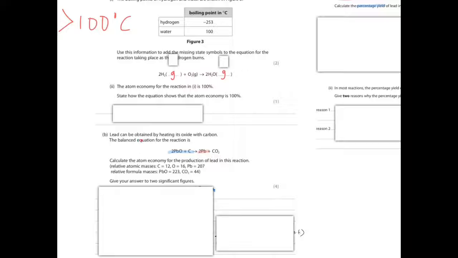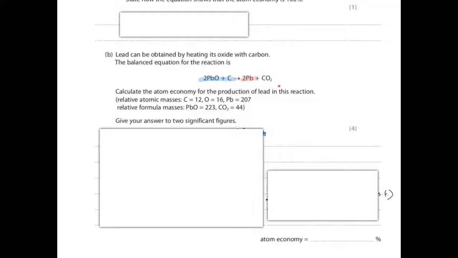So lead can be obtained by heating its oxide with carbon. The balanced equation for this reaction is as follows. Calculate the atom economy for the production of lead in this reaction. Give your answer to two significant figures. So firstly, acknowledge that we have a waste product here, so we know it's going to be less than 100%. Secondly, what this is asking you to do is we have a mass of chemicals here and a mass of chemicals produced here. This is the mass we're interested in. So what proportion of this is accounted for, or the mass of this is accounted for by the useful desired substance here?